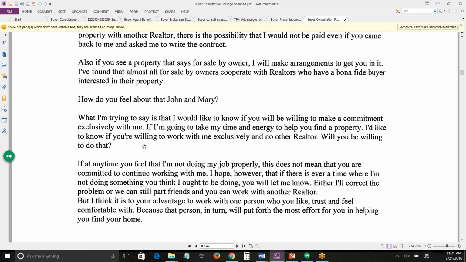They've actually signed a piece of paper, right? If at any time you feel I'm not doing my job, or not doing something you ought to be doing, let me know. This does not mean that you are committed to continue working with me. Either I'll correct the problem or we can part friends, you can work with another realtor, but I think it's to your advantage to work with one person who you like, trust, and feel comfortable with, because that person in turn will put forth the most effort for helping you find your home.